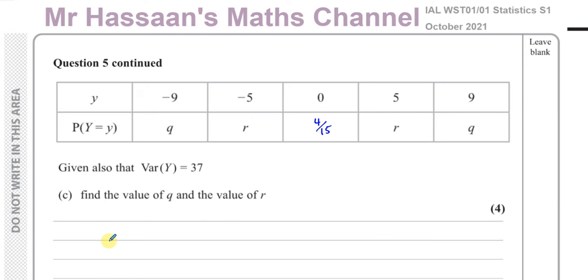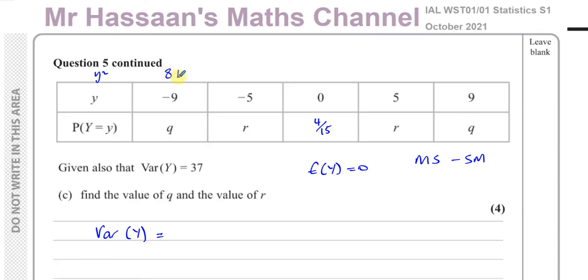Now the variance of Y would be, if you remember this little phrase, the mean of the squares minus the square of the mean. Now we know that the expected value of Y, or the mean, is equal to 0. So it's going to be just the mean of the squares, take away 0 squared, which will be take away 0. So the mean of the squares is found by taking the Y values and squaring them.